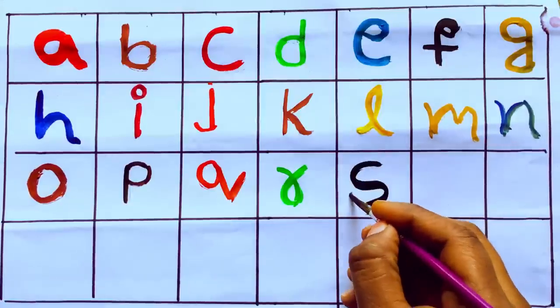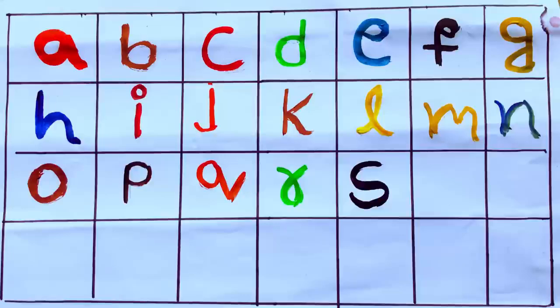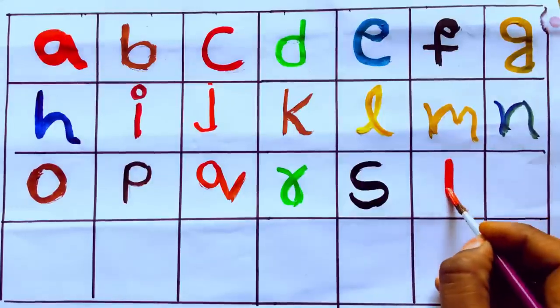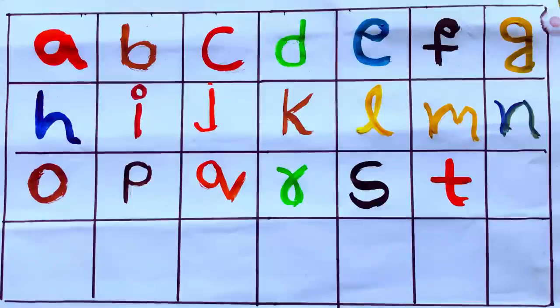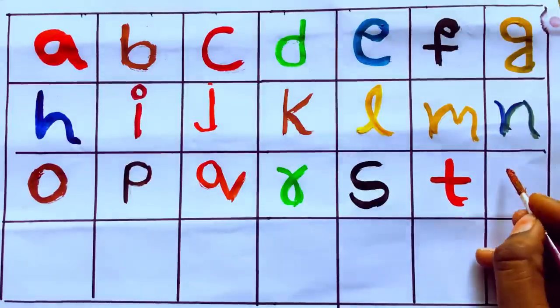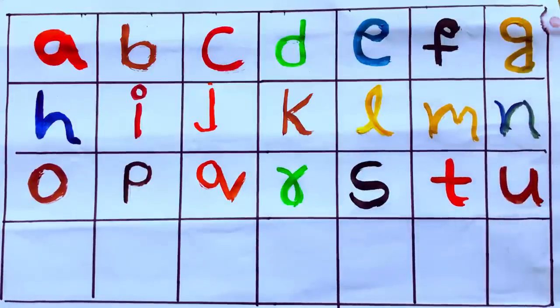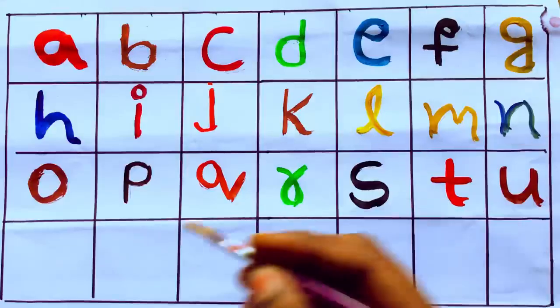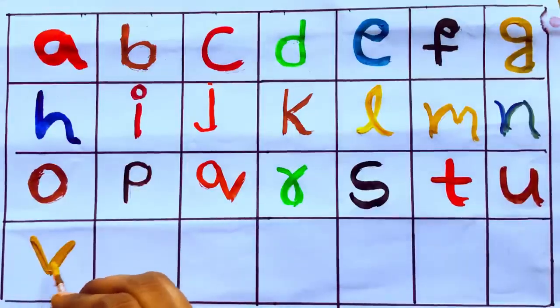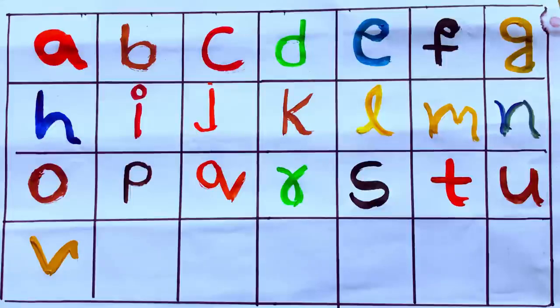Black color, S for sun. Orange color, T for ten. Brown color, U for umbrella. Yellow color, V for van.